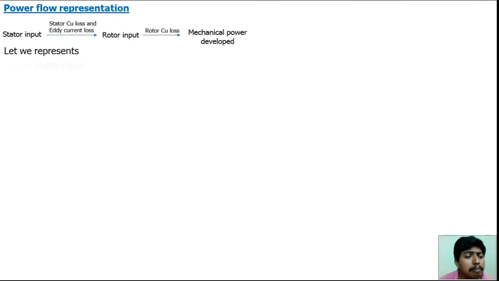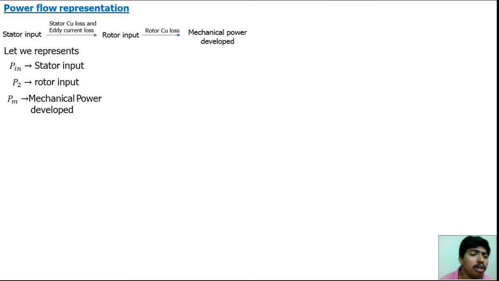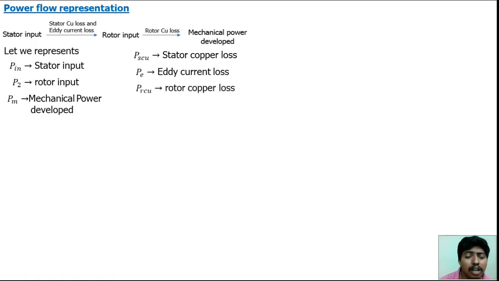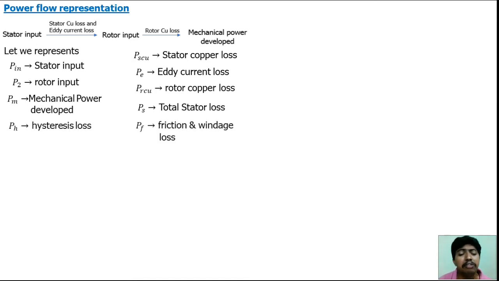Let me represent Pin as the stator input, P2 as the rotor input, PM as the mechanical power developed, then PSCU as stator copper loss, PE as the eddy current loss, PRCU as rotor copper loss, and PS as the total stator loss. Total stator loss means the summation of all losses on the stator side: stator copper loss, stator eddy current loss and hysteresis loss. Then PH is hysteresis loss, PF on the rotor side is friction and windage loss, and PR is the total rotor loss. Total rotor loss means the summation of rotor copper loss and friction and windage loss.